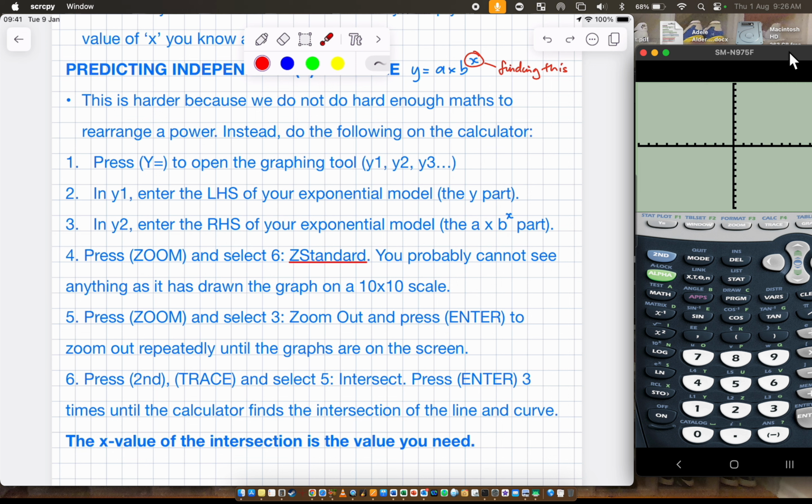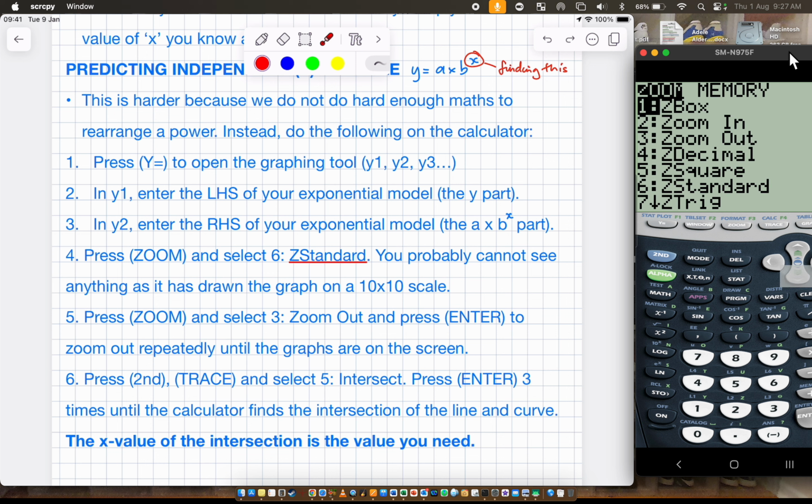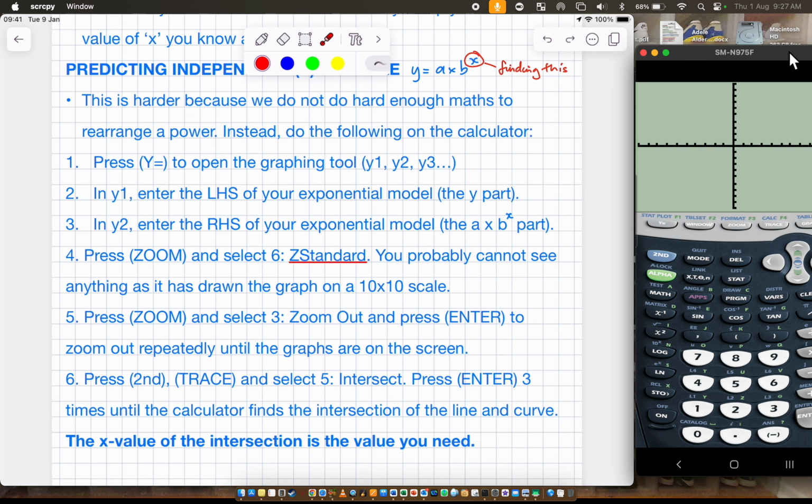But you can't see anything there, right? Why? Because this is zoomed 10 by 10. And if I look at my graphs, y1 is at 8,000. So is there any possibility in that zoom standard that I could see a horizontal line at 8,000? No, I'm not going to see that. What is the y-intercept of your y2? It's at 1,000. So it's not zoomed in properly to see that. Once you've entered those things, you're asking the calculator to draw a horizontal line here and your curve here in y2. You press zoom standard, and you won't be able to see anything.